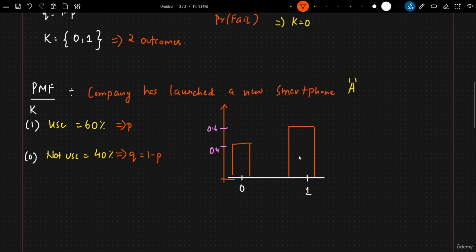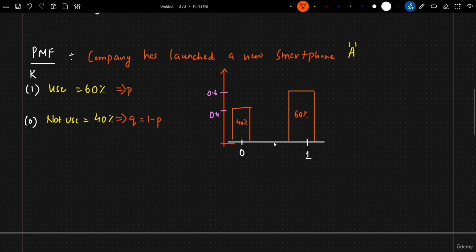Over here, this is basically saying 40% I may not use this phone, and this value is basically 60% I'm using this particular phone. This is the kind of probability that I'm mentioning, that I may like this phone, I may not like this phone. Okay. The company has launched this smartphone, and we're just trying to show you an example with respect to Bernoulli distribution. Now, in order to construct this graph, we basically use PMF. So let's go ahead and talk about this PMF.